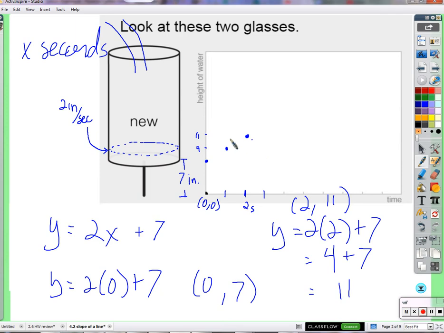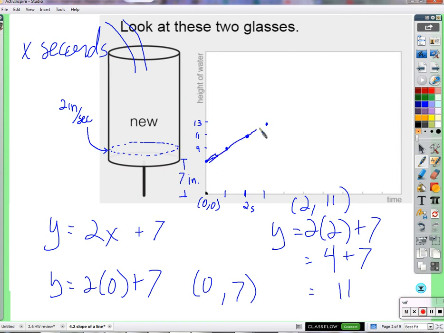You start to see this pattern I'm trying to get you to see? Every time a second goes by, what happens? It rises up 2 inches. Okay, over 1 second and up 2 inches, over 1 second and up 2 inches, right? And all the way in between, like half a second goes by, it goes up 1 inch, right? So there's a point right there. And a quarter of a second goes by, it goes up a half an inch. Anything in between. So I could plot all those points.